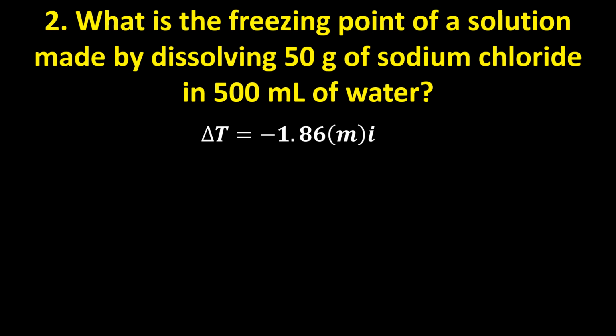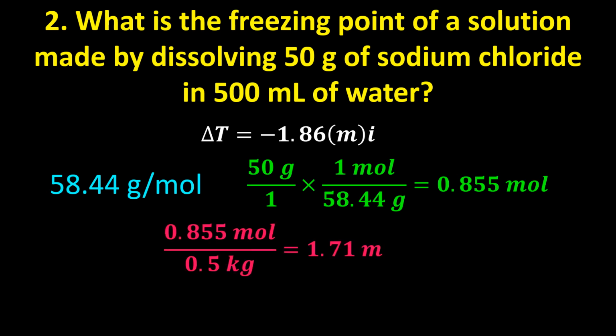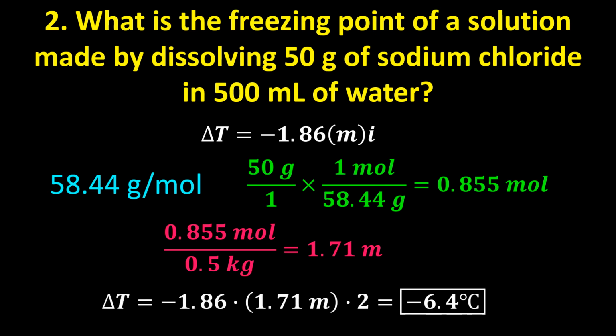So now we just need the molality. We start with the 50 grams of sodium chloride. The 50 grams needs to be converted to moles. Here's the molar mass, so we'll divide by the molar mass to figure out the number of moles of sodium chloride. Now we'll take that number of moles divided by the number of kilograms of water, 0.5 kilograms, to figure out what the molality of the solution is. Now we can plug this into our freezing point depression formula, and we can find that the new freezing point is negative 6.4 degrees Celsius.